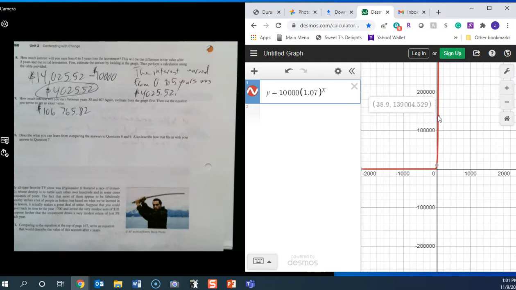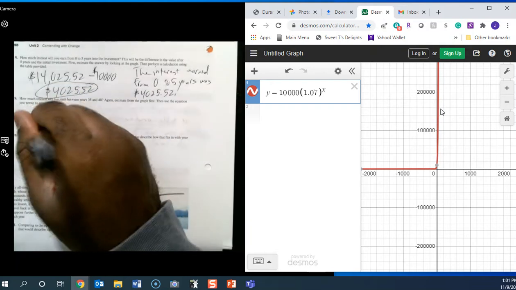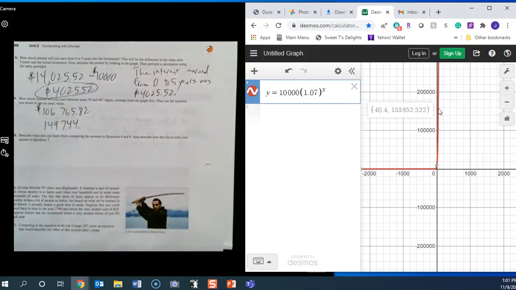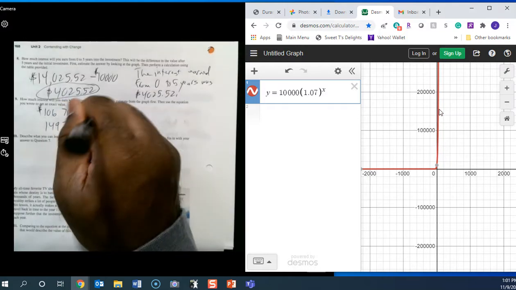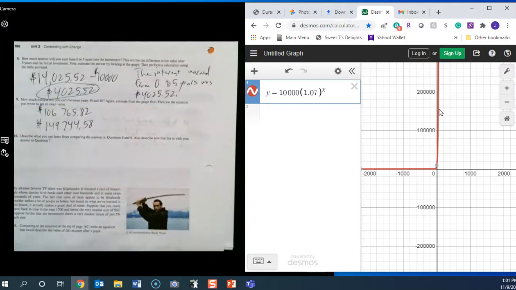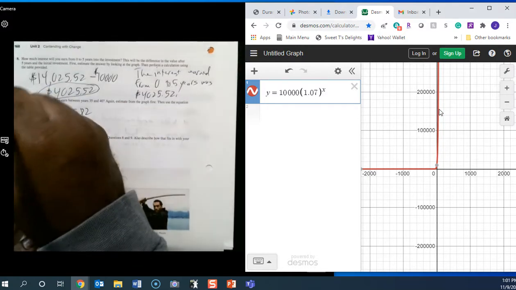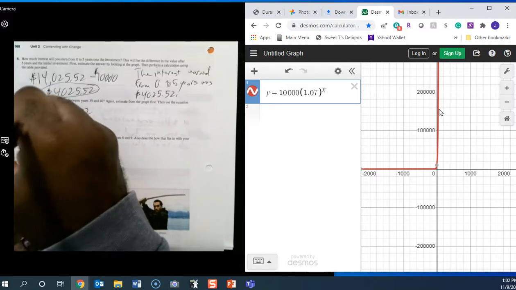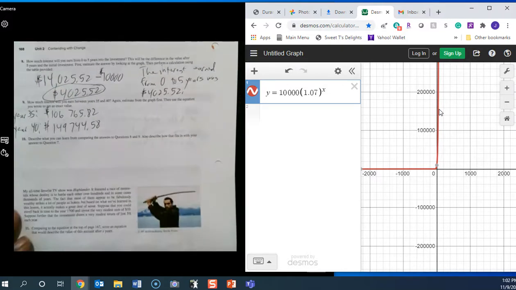106,765.82. So then we will go to year 40. 149,744.58. Okay, so this is year 35, year 40, based upon the graph.